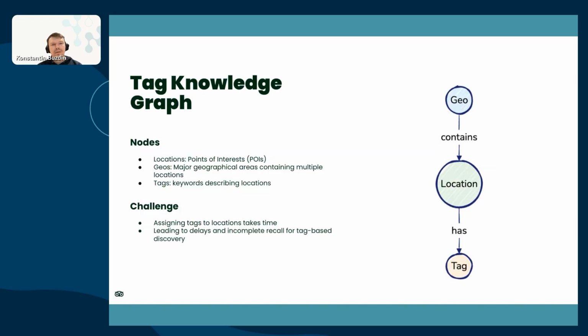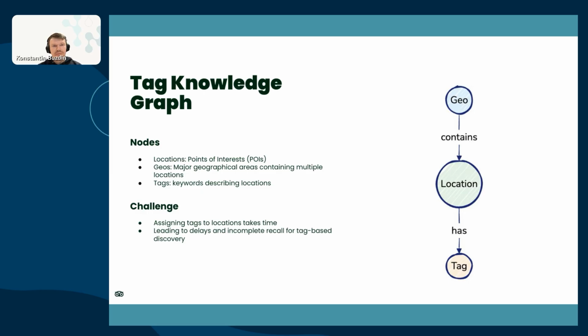In order to better understand and manage tags, we introduce a knowledge graph, and here on the right side, you can see a subset of the ontology of our knowledge graph. It has the nodes and edges which are relevant for this presentation. So you can see there is a geo node. This represents a geographical area. Each geo can have multiple locations. Location is another name for a point of interest. And at the end, the locations or points of interest can have multiple tags associated with them.